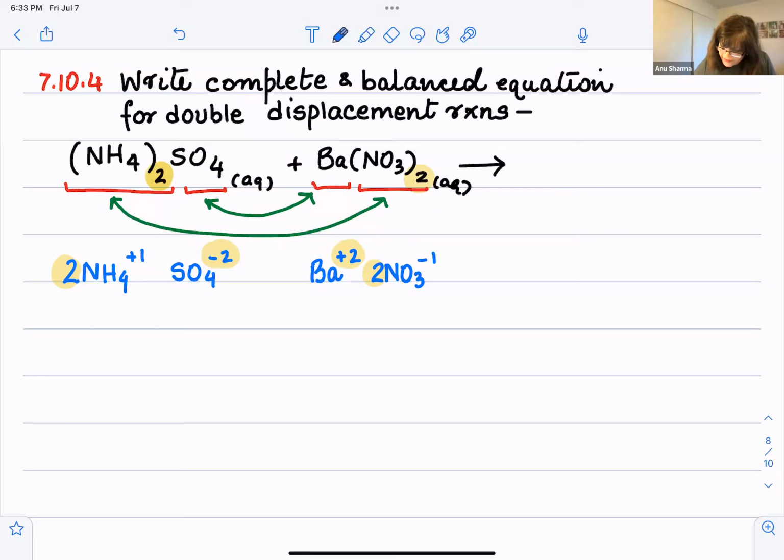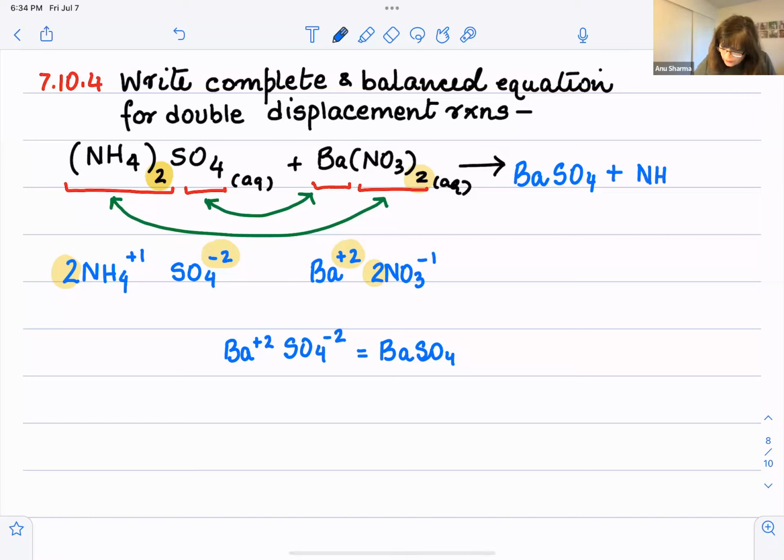Now this becomes BaSO4. Why does it become BaSO4? Because Ba is bringing +2 charge and sulfate is bringing -2 charge. So they cancel each other out. So this becomes BaSO4.